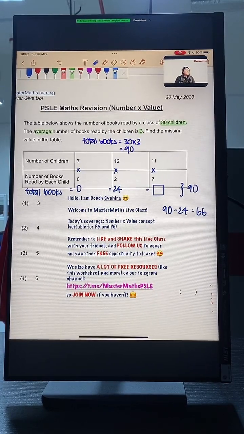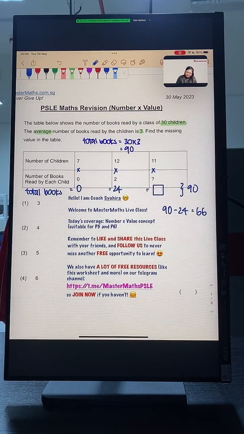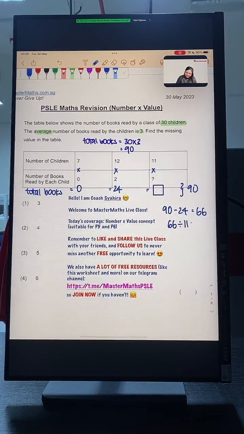So 11 times question mark is 66. To find the question mark, we just take 66 divided by 11 to give us 3.